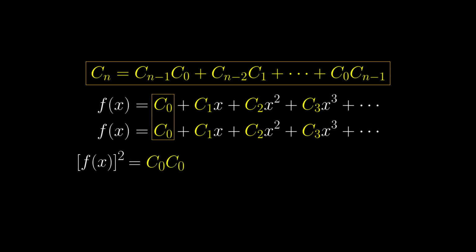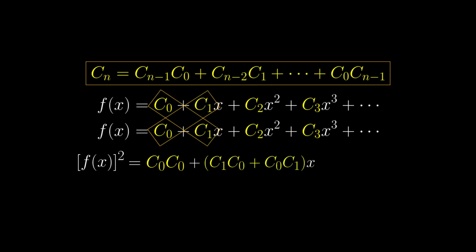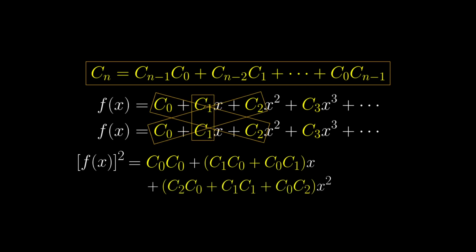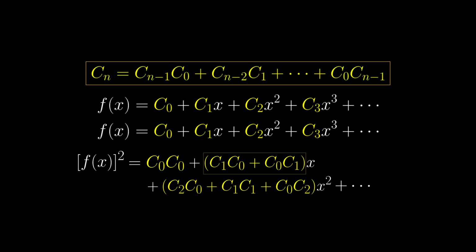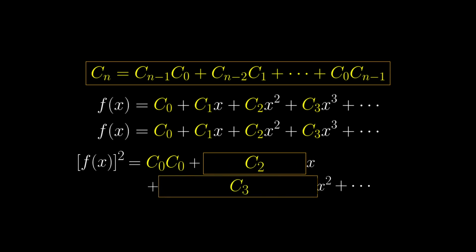To obtain the x term in the square, we can do this type of crossing. And again, to obtain the x squared term, we can do another crossing. We can do this for all the terms of f of x squared. Based on the recurrence relation we have derived earlier, the coefficient of the x term is just C2, while that of the x squared term is just C3, and so on.